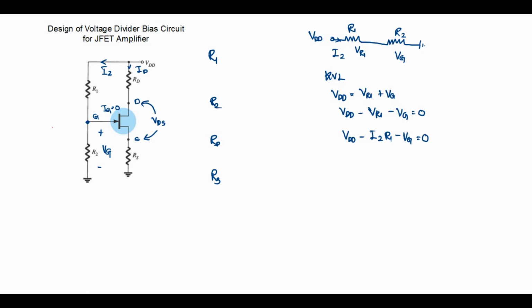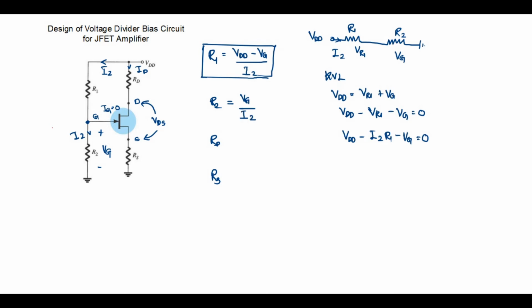By rewriting this equation, you will get R1 is equal to VDD minus VG divided by I2. So this is the first equation. We have the equation for R1 now. We need to find R2. R2 we will find directly from this point. As I mentioned before, the current flowing through this is I2, and we know the voltage across this resistor, which is VG. Therefore R2 can be written as VG by I2.